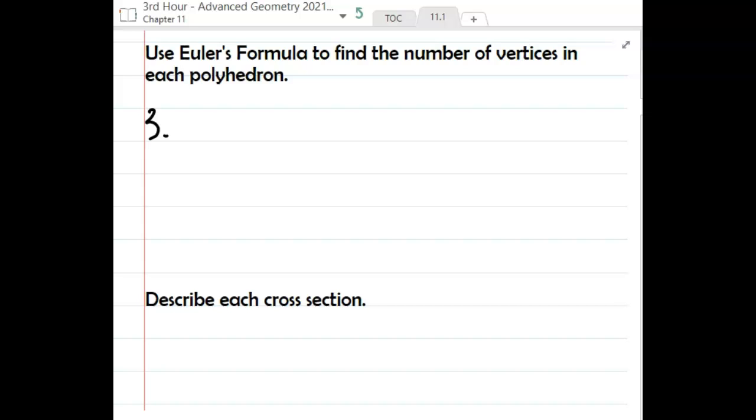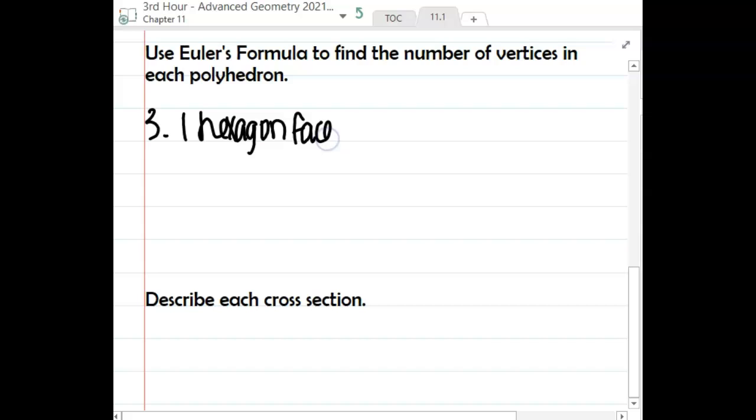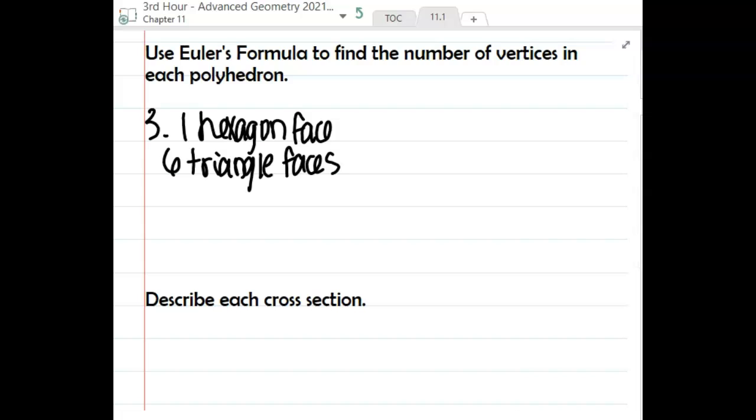So number 1, let's say we have a polyhedron that has 1 hexagon face, and then 6 triangle faces. 1 hexagon face. 6 triangle faces.